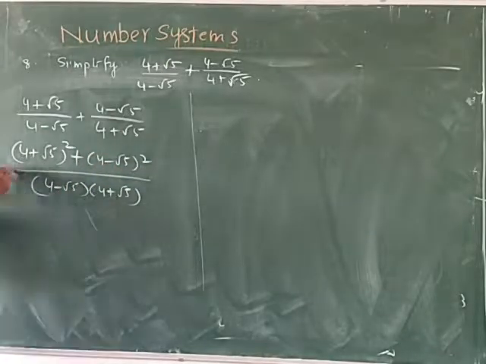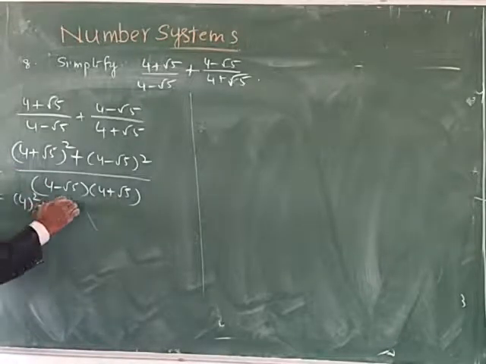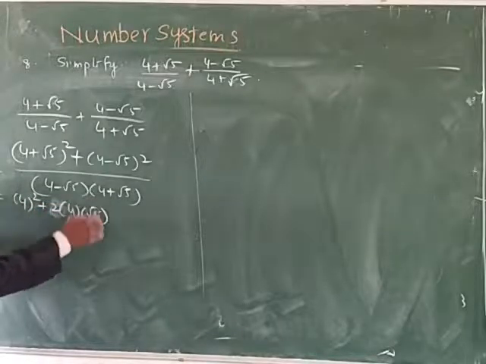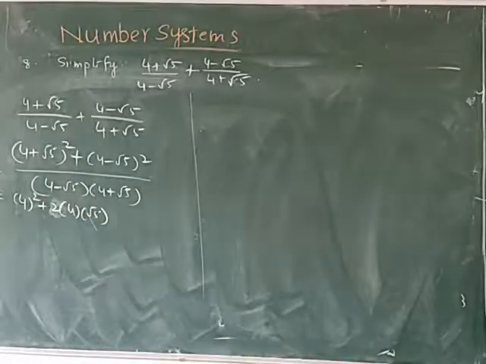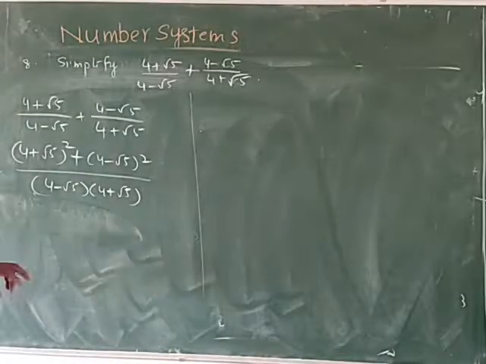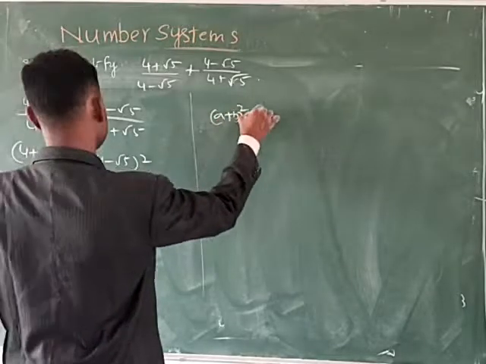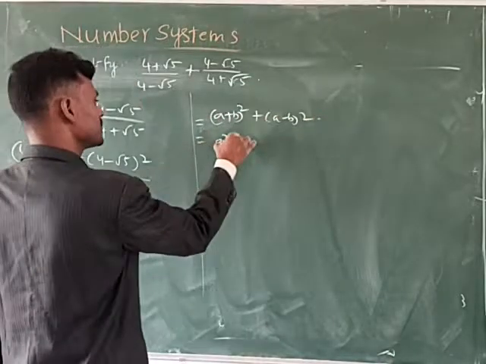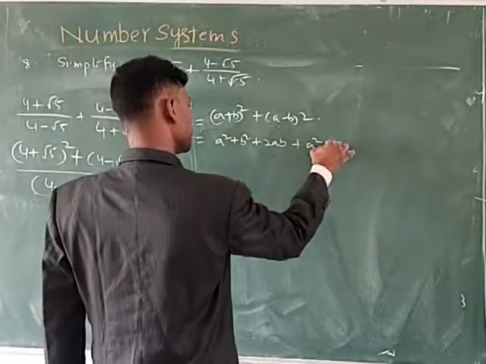Now this is the (a + b) whole square formula: a square plus 2ab plus b square, or otherwise simple, I will tell one more. Here (a + b) whole square plus (a − b) whole square. Listen, here a square plus b square plus 2ab, and here a square plus b square minus 2ab.